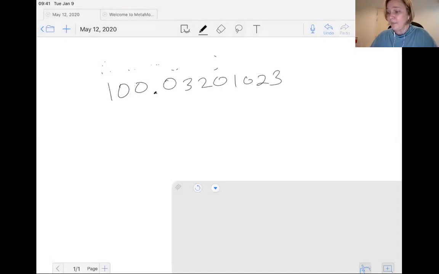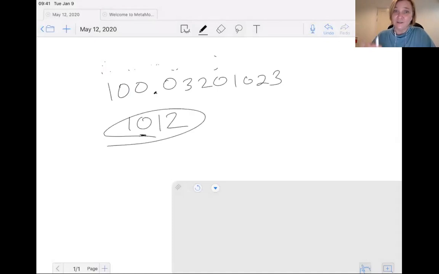Okay? If I do 101, let me put another number there. Because that 0 is in between non-zero numbers, that 0 counts. So in this number, there are 4 significant figures.